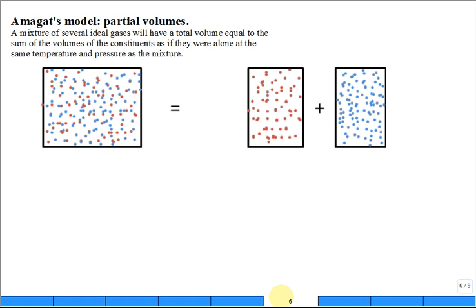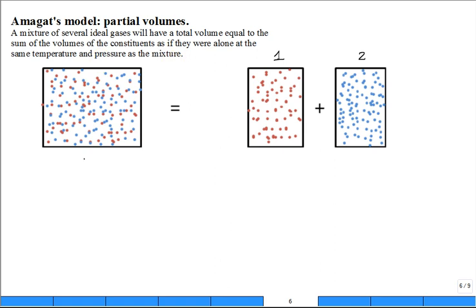Amagat's model. Dalton's model gave us the partial pressure concept, very useful for ideal gas mixtures. It's used a whole lot more than Amagat's model, which gives us the concept of partial volumes, but you'll still see partial volumes discussed out there when you have ideal gas mixtures. So a mixture of several ideal gases, here just showing 1 and 2, so red component 1 and blue component 2. We'll have a total volume equal to the sum of the volumes of the constituents as if they were alone at the same temperature and pressure as the mixture.